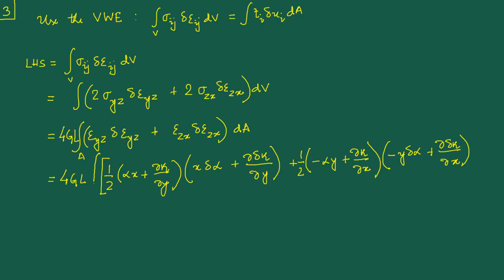This is within the integration with respect to the entire cross-sectional area. So you can see, and there will be a half over here also. So I'll correct that. So this 4 will cancel with this half times half. And what I'll do over here is to multiply this term. So I'll expand this out a little bit.